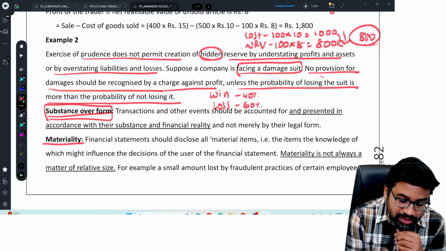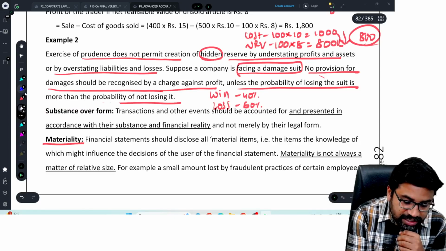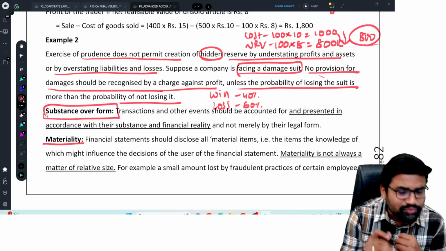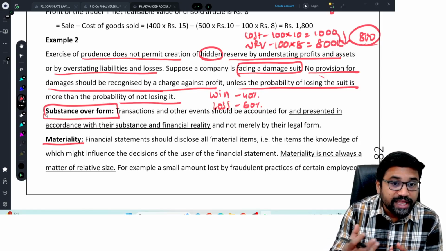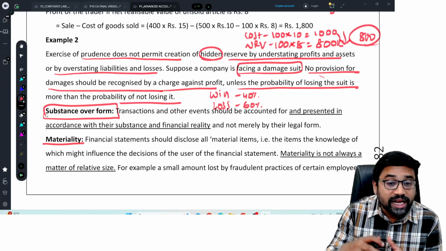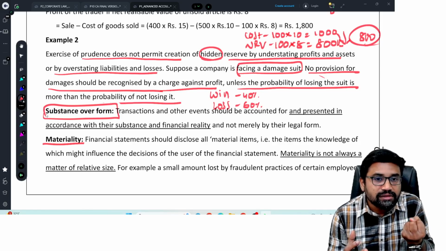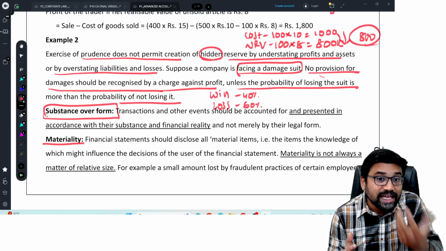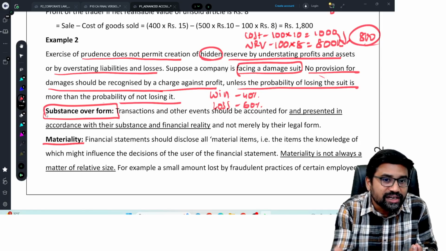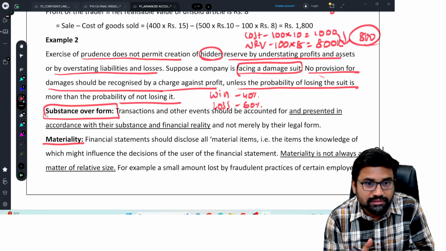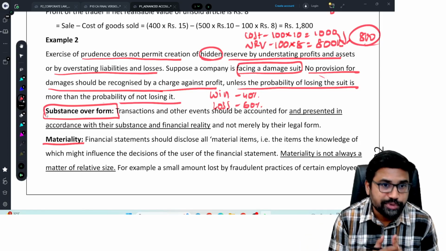Now, substance over form. Sir, this is also a very important point. One more point you should remember when you are selecting an accounting policy is substance over form. Sir, what is substance over form? See, always importance is given to the reality, the financial reality of the transaction, rather than the legal formality. Over form means legal form, legal formality. Always importance is given to the financial reality, not just to the legal formality. That means in accounts we always follow the substance concept, not the legal concept.